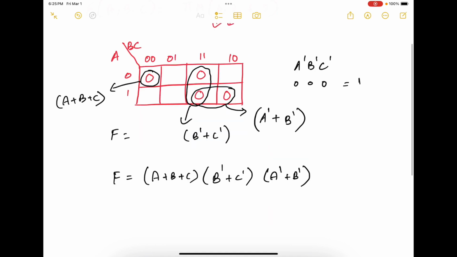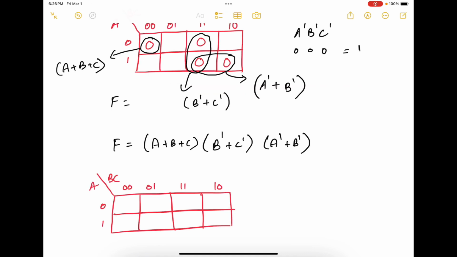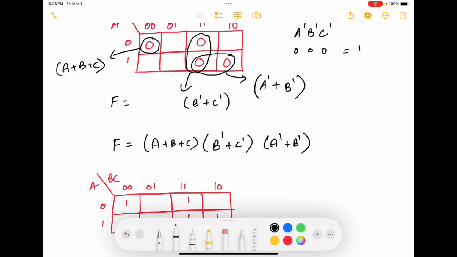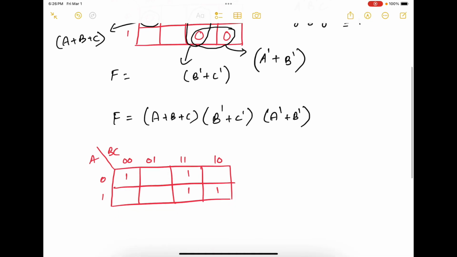Now I'm going to use the same thing with the min terms, and I'm going to show you the difference. Okay, so for the above example, let us assume that we have 1, 1, 1, 1 here. Again, the pairings are going to be the same. So these two are going to pair up. These two will pair up, and this one still goes alone.